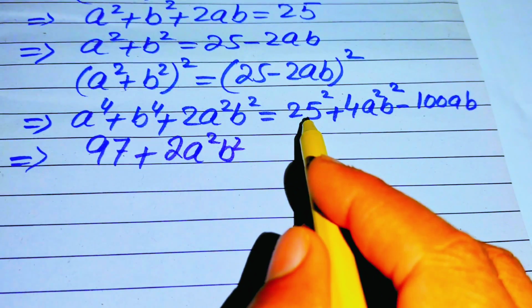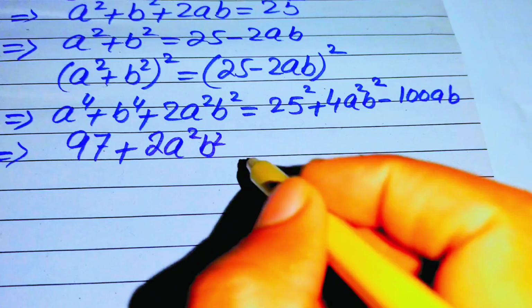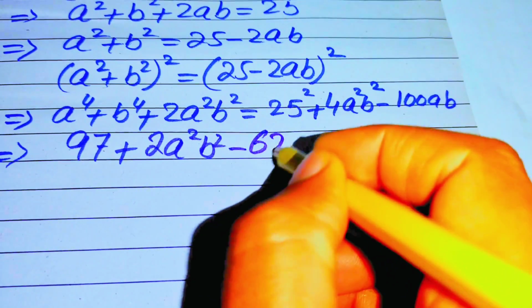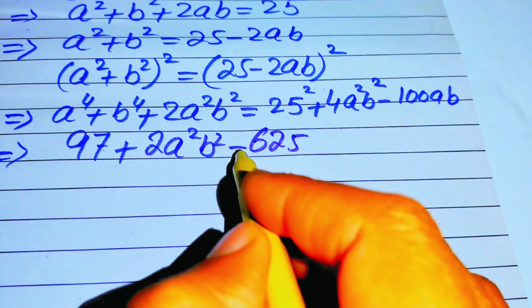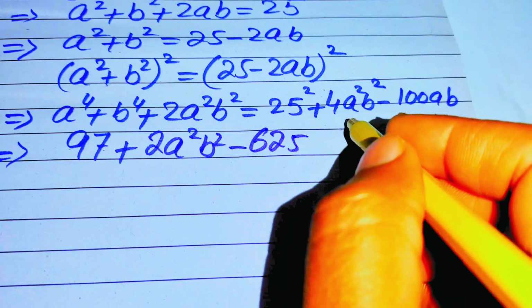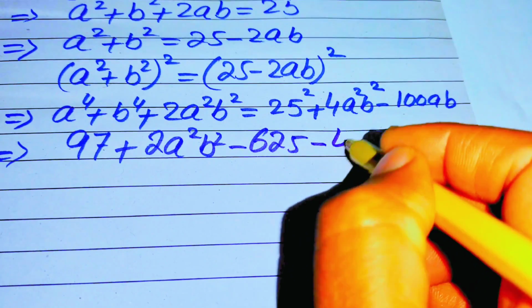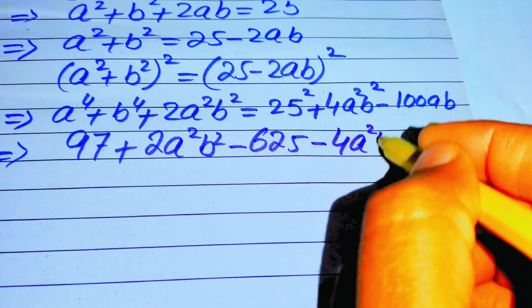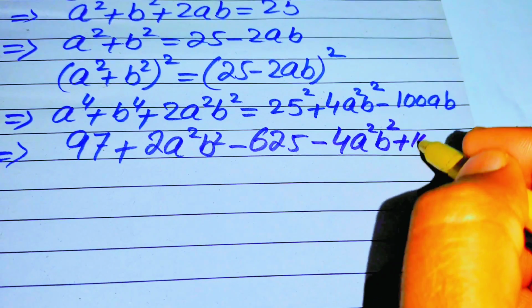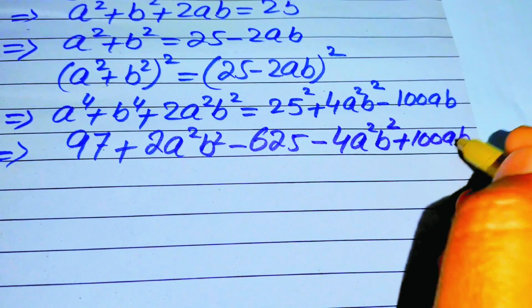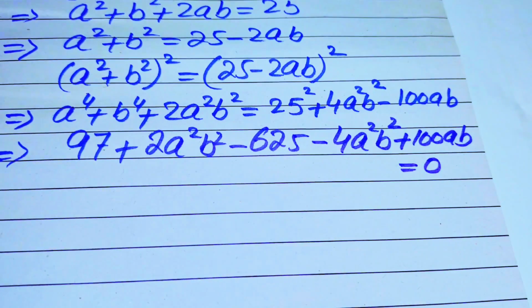And you know that 25 square equals 625, and here it is a positive term. When we move it to the left hand side it becomes a negative term, and we move this term to the left hand side and you get minus 4 times a square b square, and when we move this term then you get plus 100 times ab equals 0.